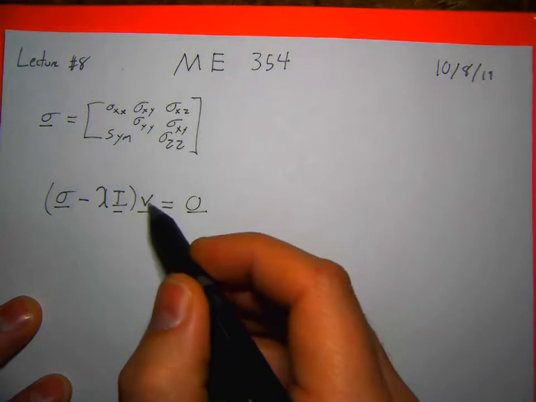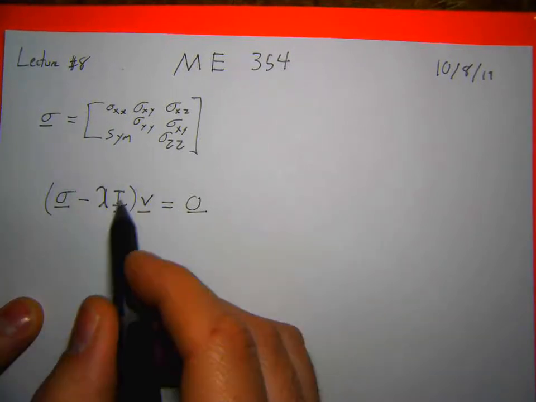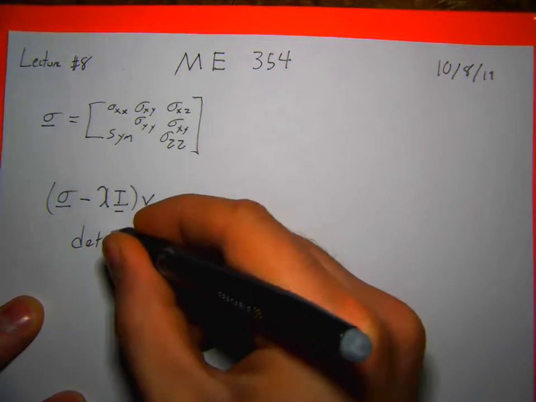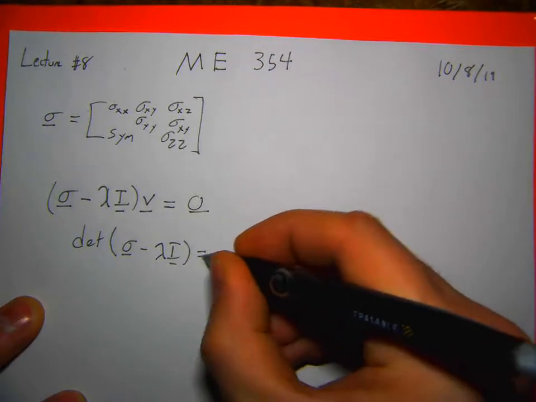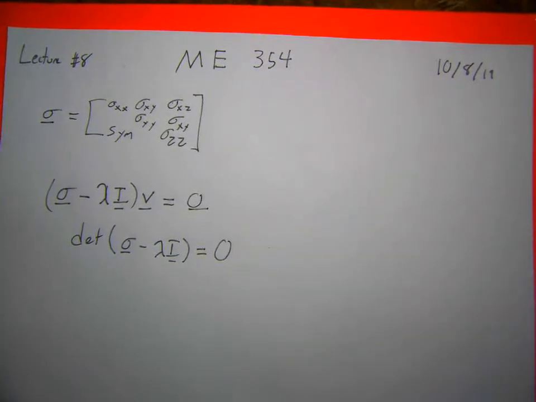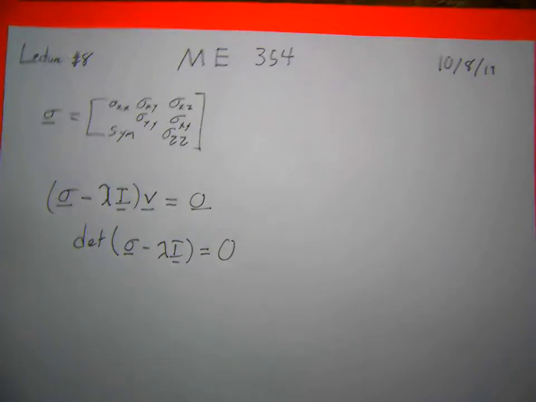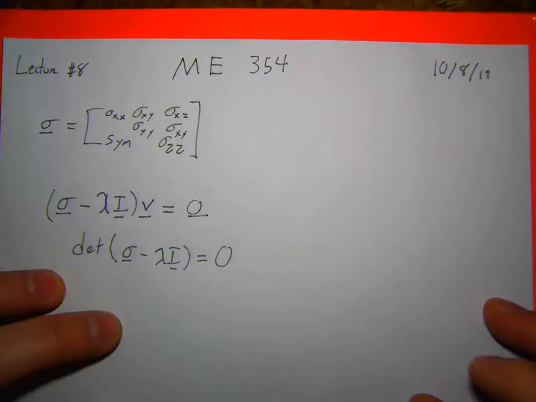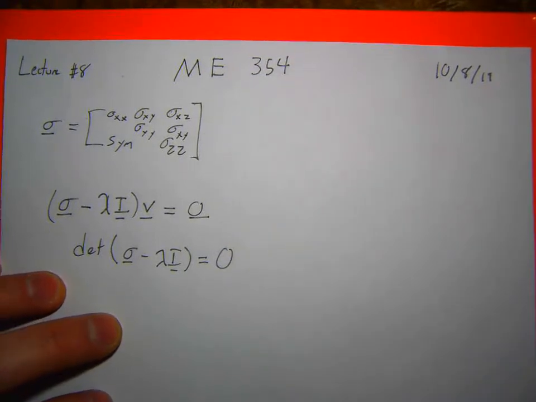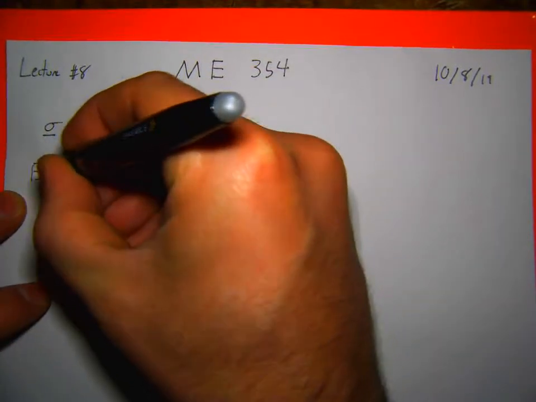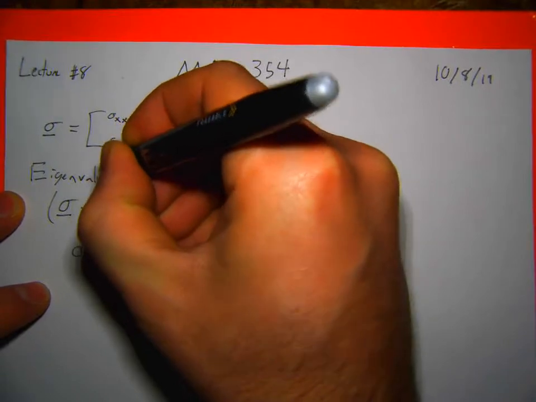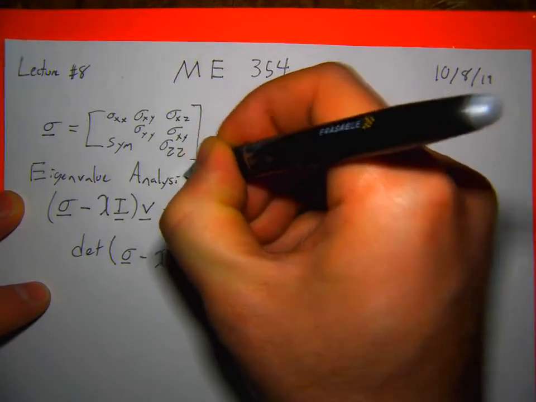I know this vector is going to be non-zero, so I can actually say mathematically the determinant of sigma minus lambda I is going to be zero, which, determinant, maybe also, does that ring bells? Yes, okay. So this is the eigenvalue method. What do I want to call it? Let's call it eigenvalue analysis in the notes.